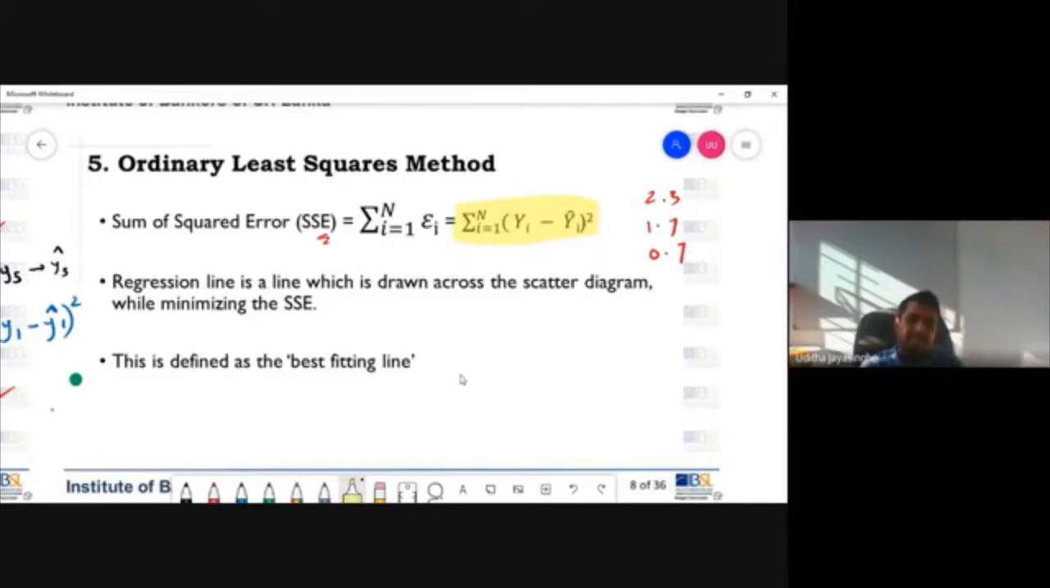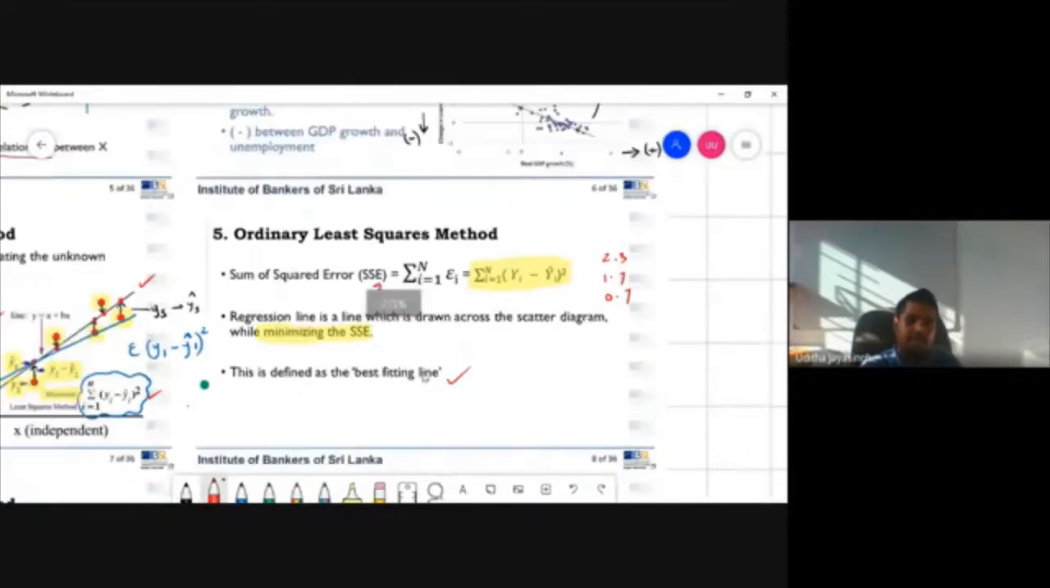So the second bullet point: the regression line is a line drawn across the scatter diagram which minimizes the SSE, the sum of the squared errors. And once you have found that particular line, we are done. We call that the best fitting line. And once we are done with the line, eventually we can forecast the next values of any unknown. Okay.